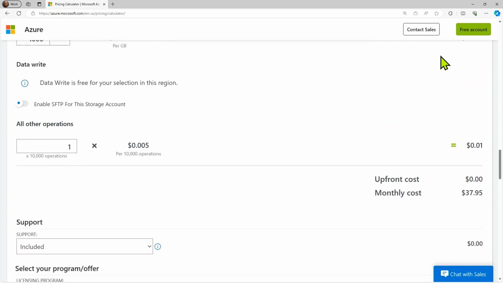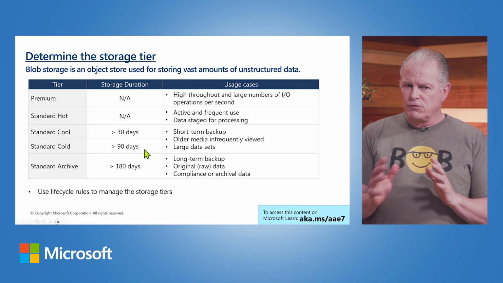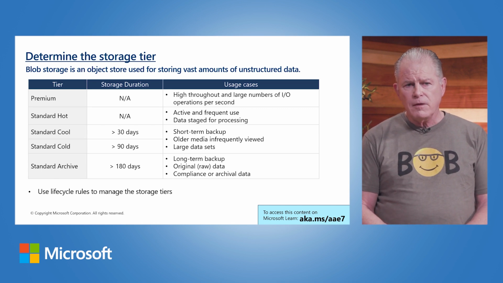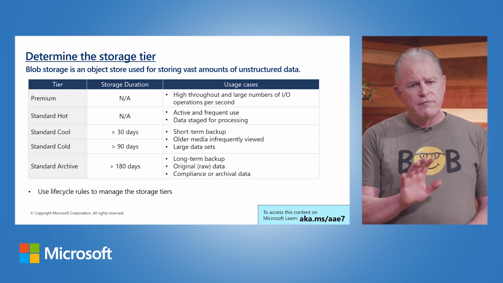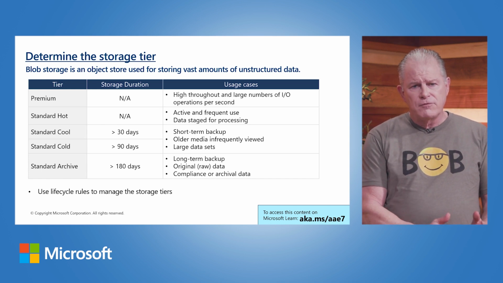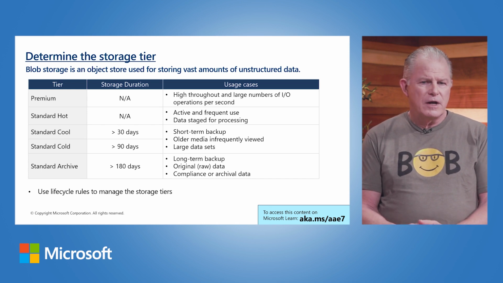So be very careful with just assuming that cool is cheaper than hot. You really want to take a look at how often those files are being accessed. So storage tiers are a very good way to cost optimize your storage of data by trying to take advantage of cheaper storage if it's not used, but you still want it accessible.